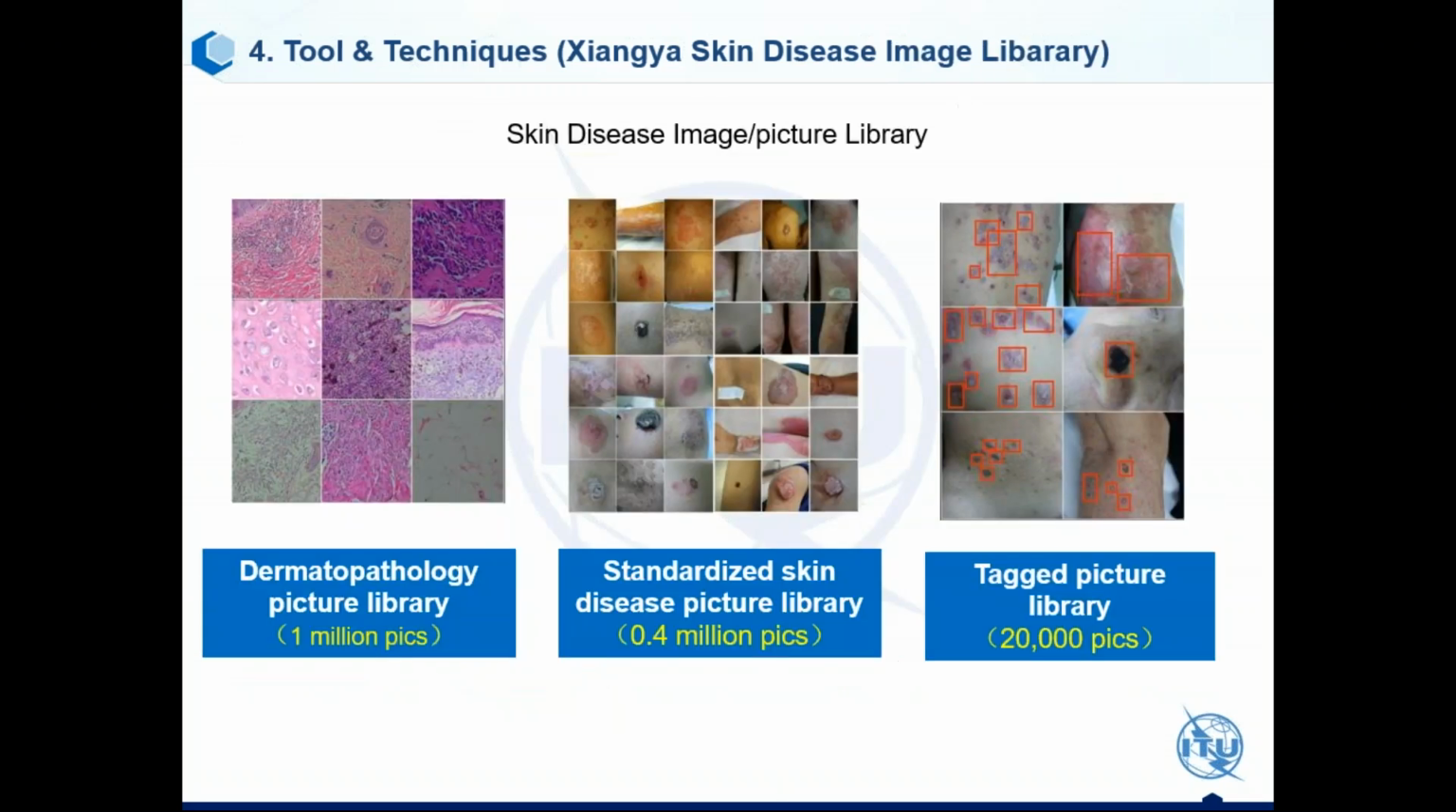And then we have the skin disease image or picture library. Talking about pictures, talking about images, sometimes we have the scope, and then we have the mobile phones taking different qualities of images. So we need to get that in order. So this is our current data set.